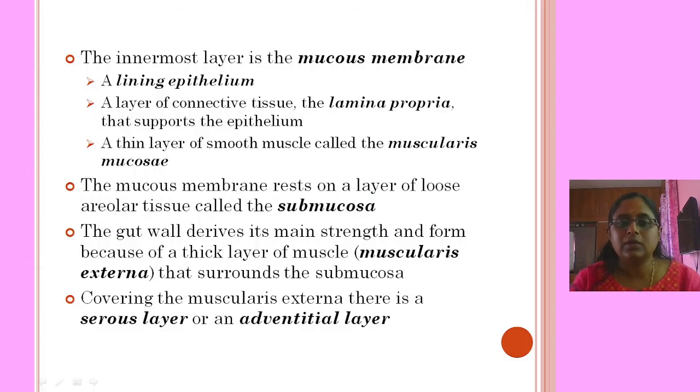The gut wall derives its main strength and form from a thick layer of muscle, which we call the muscularis externa. It consists of two different layers, the inner smooth muscle and the outer smooth muscle layers. Covering the muscularis externa, there is a serous layer, which we also call the adventitial layer. It acts as the covering layer or the supporting layer.